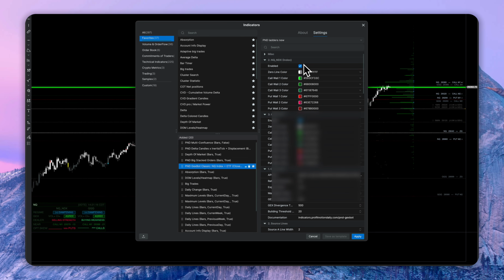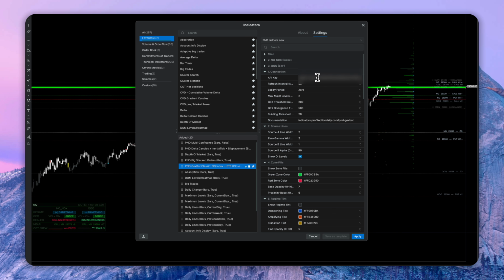You would have the option to have both the index and the ETF, so you can disable or enable that. For your API key, you will need your GexBot custom API key. So you'll need a classic subscription, and when you get your API key, get the custom one. Don't get the ATAS one. So you would need that.